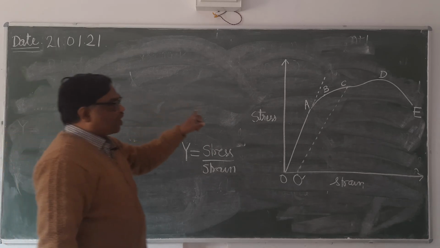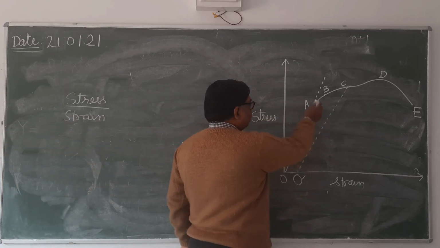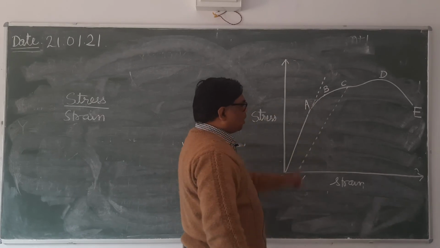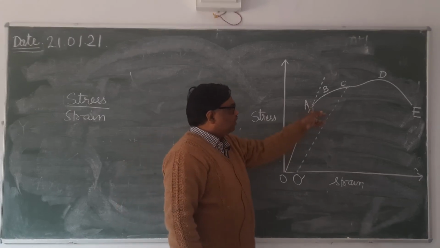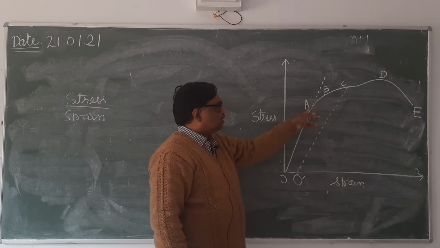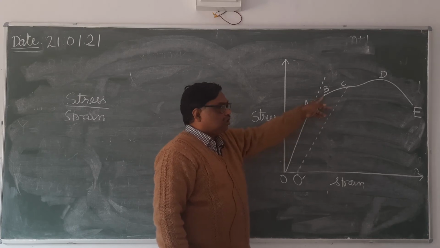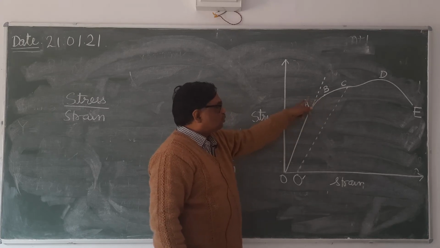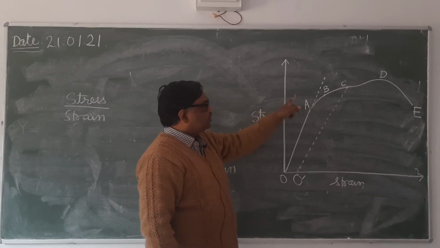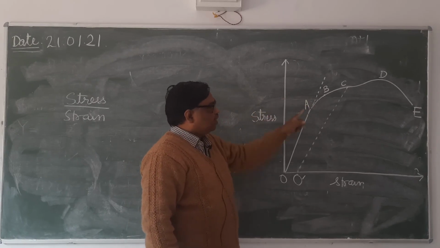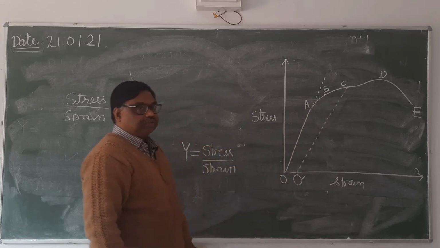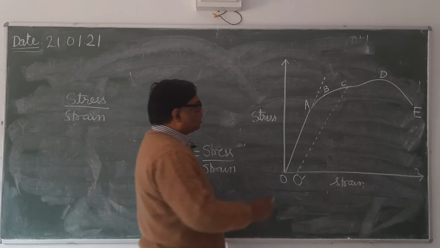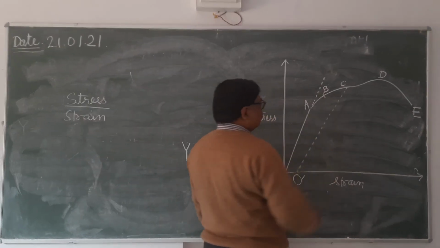But if the wire is unloaded anywhere corresponding to these values of stress, what will happen? Strain will immediately become 0. What is the stress corresponding to this point? You can see on the graph. If it is unloaded at this point, what will happen? Immediately it will return to original length, strain will become 0. Means elasticity is holding up to the part B.